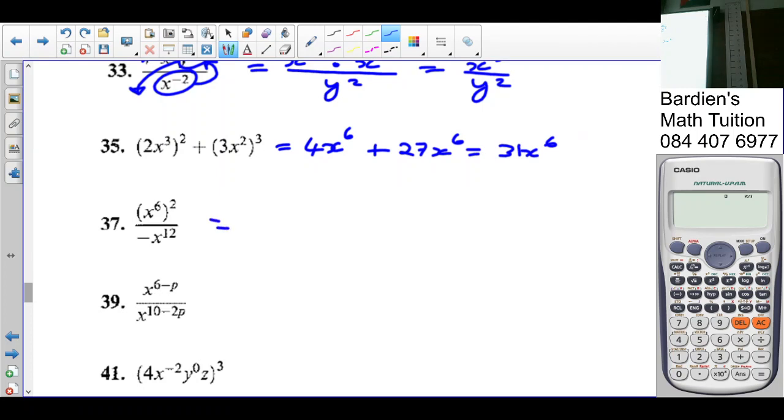Next. X to the 6 all squared, x over negative x to the 2. What is positive divided by negative? Negative. Where's the more x's? Cancel out there, the same. So we're left with negative.